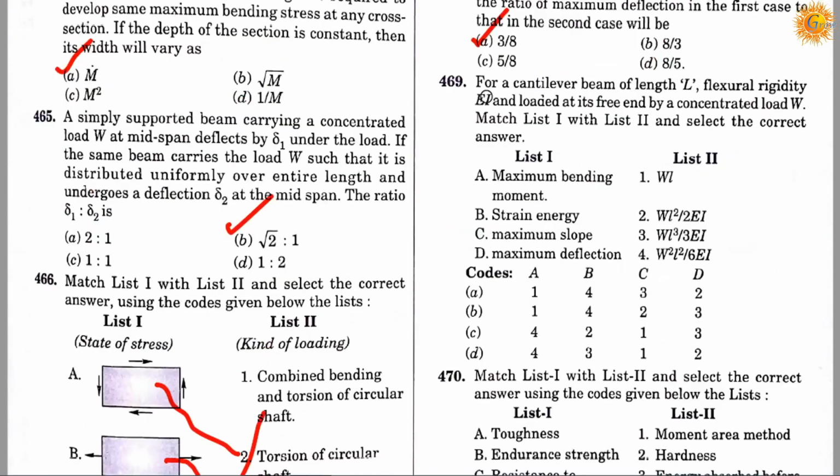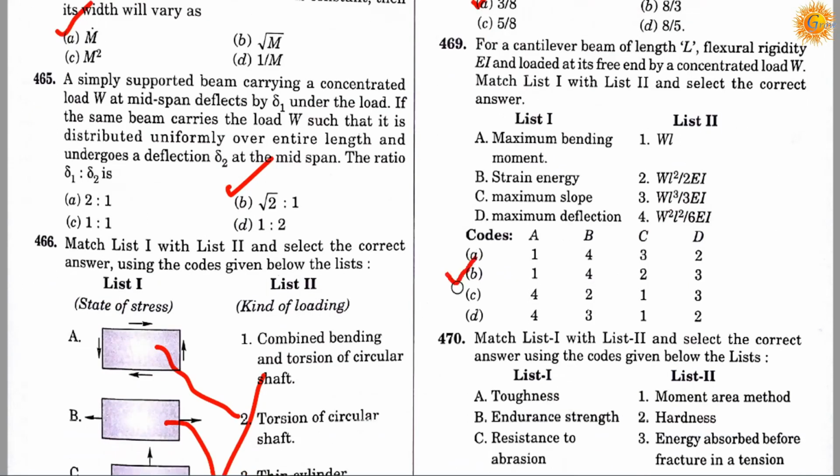Question number 469. For a cantilever beam of length L, flexural rigidity EI and loaded at its free end by a concentrated load W, match list first and list second and select the correct answer. So the correct answer is B, it will be this one.